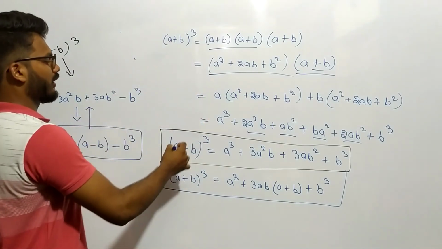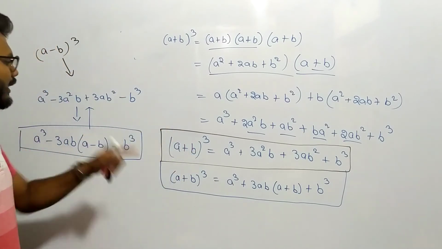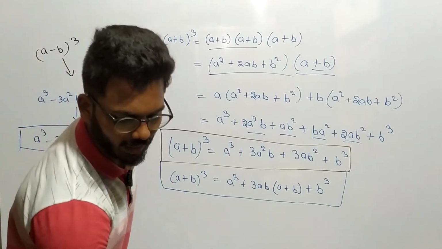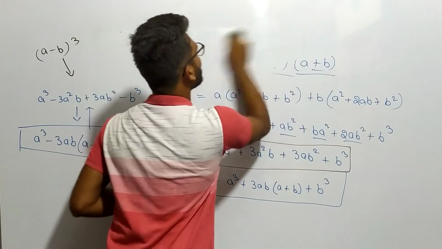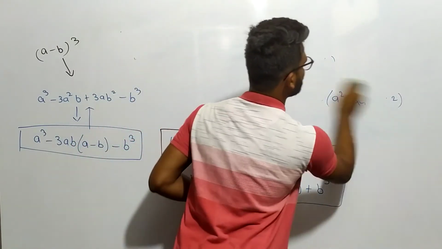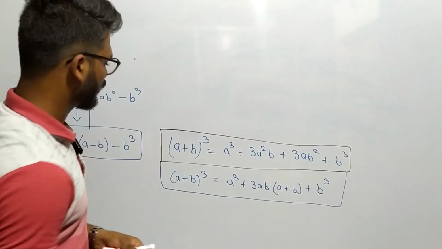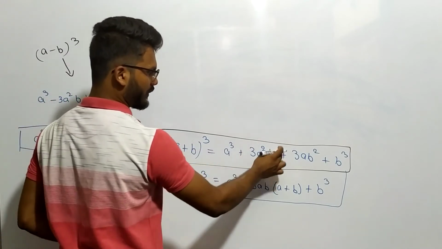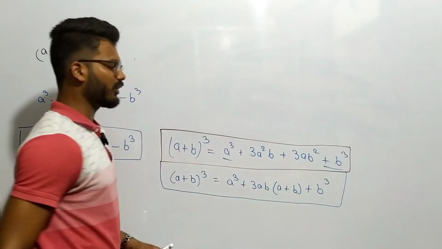Here we have four formulas: 2 formulas for (a plus b) whole cube and 2 formulas for (a minus b) whole cube. From these formulas you can derive the a cube plus b cube and a cube minus b cube formulas also. How? See, we know (a plus b) whole cube is equal to a cube plus 3a square b plus 3ab square plus b cube. And if you want a cube plus b cube, what do we have to do?